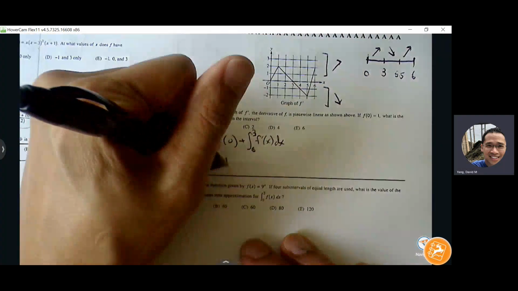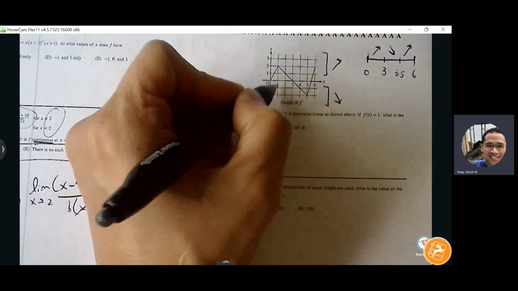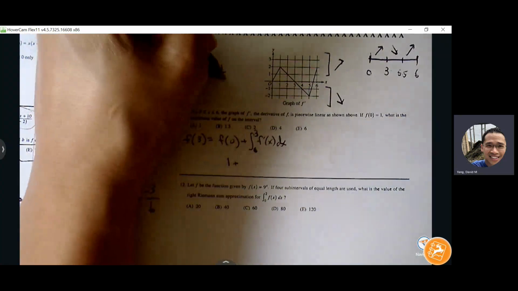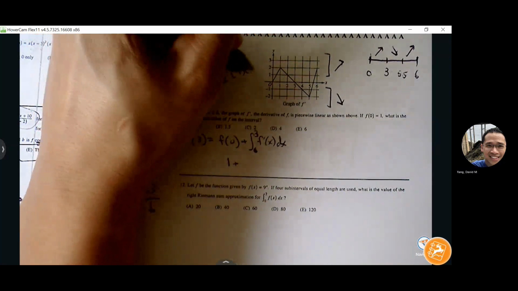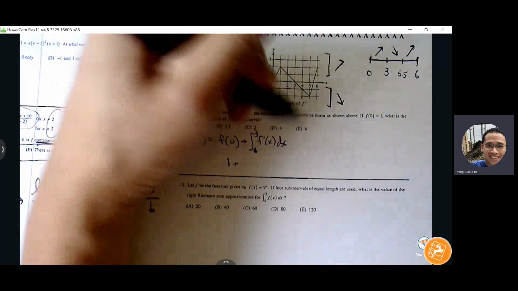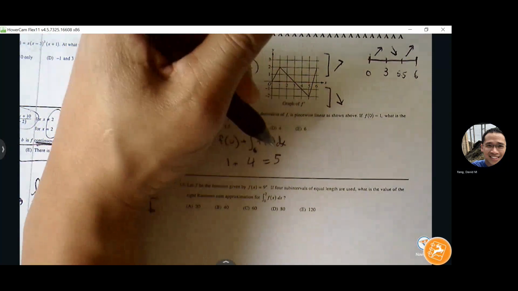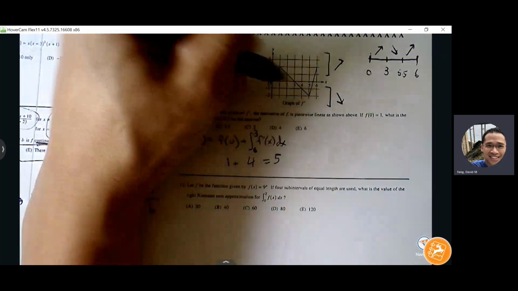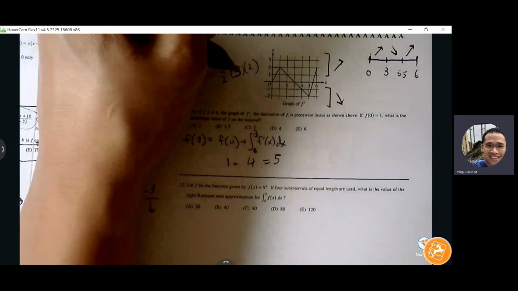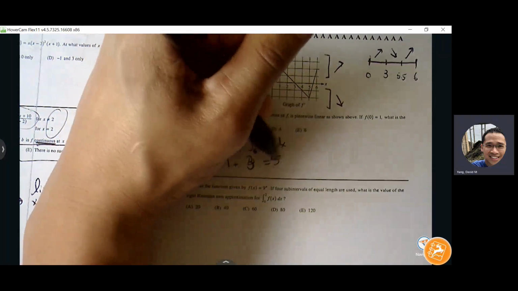So f of 0 is 1. And then from 0 to 3, I can just figure out the area of that triangle here, 1/2 base times height, 1/2 4 times 2, which is going to be just 4. Wait, sorry, not 3, not 4, 3. 1/2 3 times 2 is going to be 1 plus 3, which is 4.